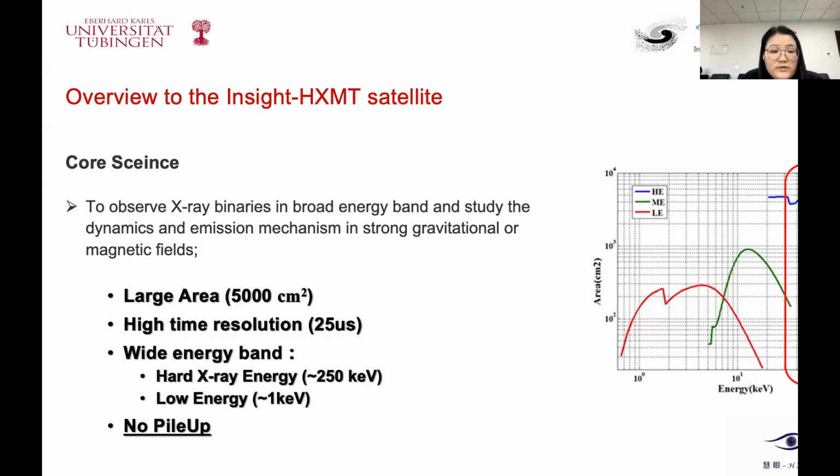For the first one, the large area, we have about 5,000 square centimeters of detection area, and then we have a high time resolution of about 25 microseconds. And the most important part is we do not have a pile-up effect. So when you combine all these features together, you will find the Insight-HXMT might be so far the best telescope that you can use for time analysis above 30 keV.